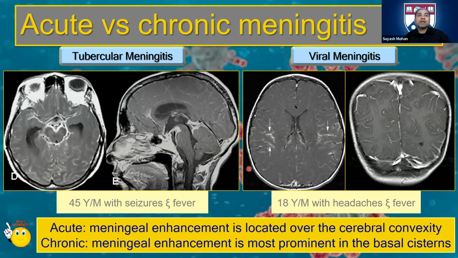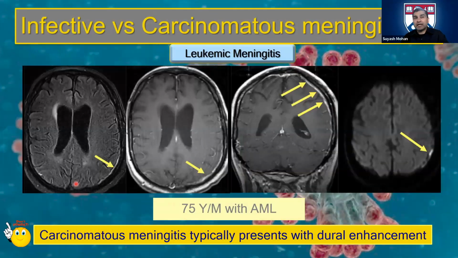The next thing, how do we distinguish between infectious meningitis and neoplastic meningitis? Now, tumor meningitis, lymphoma causing meningitis, leukemic meningitis, all these things, you will find some degree of dural enhancement, some degree of pachymeningeal enhancement, as I'm showing you. In this case, who had a proven leukemic meningitis, right? Leukemic meningitis.